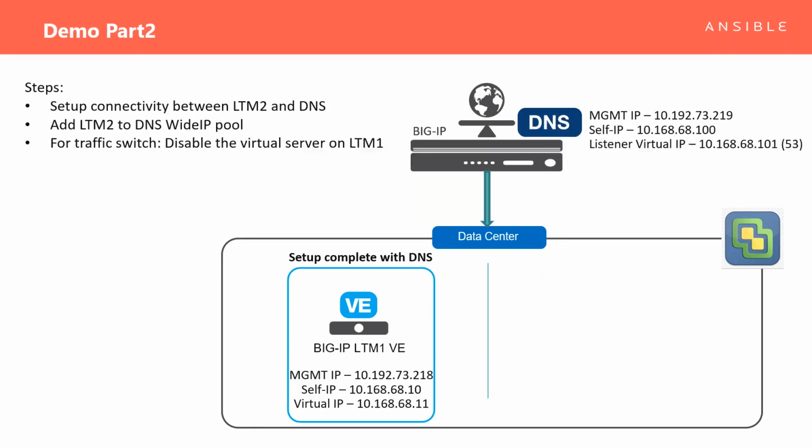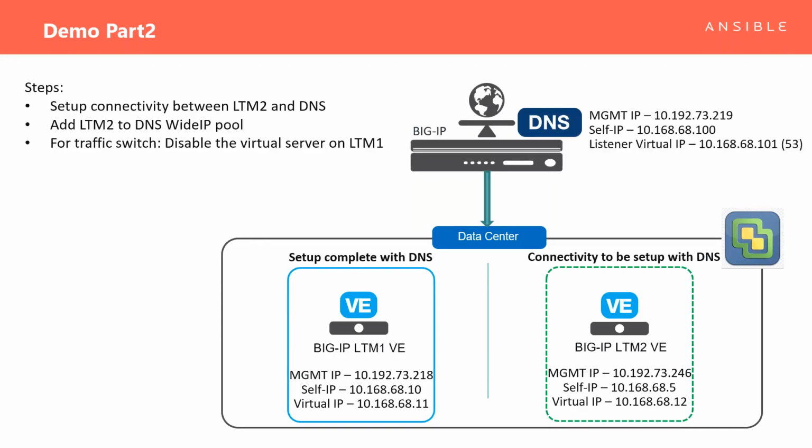And behind that DNS is sitting a pool. And right now that pool has only one member in it, which is your LTM1 VIP, which is your virtual IP 10.168.68.11. Now, what we did in part 1 of the demo was that we spun up a BigIP VE from scratch. And now what we are going to do is establish trust between this spun up BigIP and the DNS, and then also add it as a member in the pool. Then we'll disable the blue environment and see how all the traffic is now being directed to the green environment.